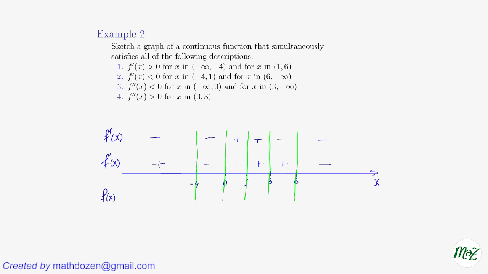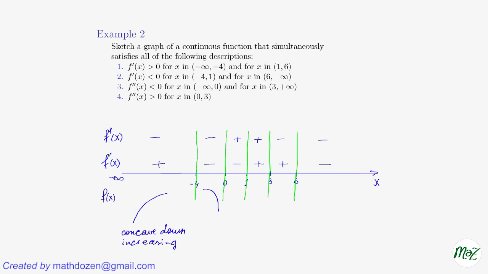Now in total, what can we say? Between -∞ and -4, the function is concave down because second derivative is negative, and the first derivative is positive, so it's concave down and increasing. And this is the only way for it to work out. Then between -4 and 0, the function is concave down and decreasing. So it's gonna be like this.